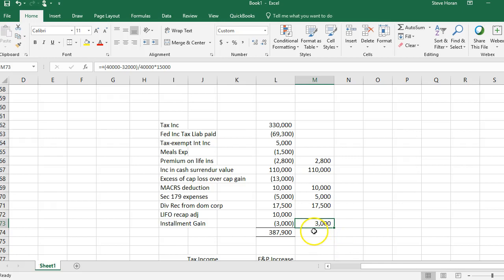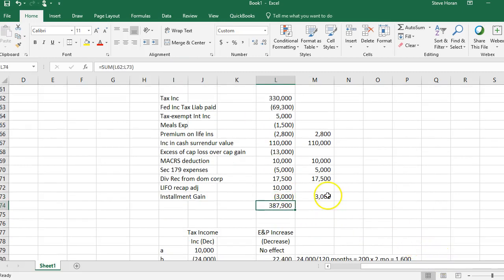The paragraph beneath the list of data explains that there was 40,000 of property sold, adjusted basis of 32,000. So we take the 40 minus the 32 divided by the 40 to get a percent, and we multiply that by the cash received during the sale. 15,000 was received at the time of the sale, so we can call 3,000 of that installment gain to get down to the number. Okay, so I just want you guys to see that and see how we did that.